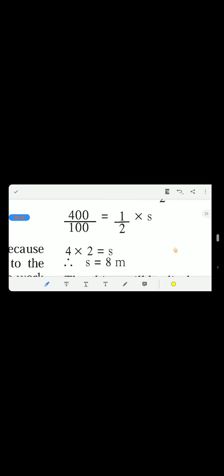Next, by cancelling these values, we are left with 4, and this division by 2, when it comes to this side, becomes multiplication. So the value of S will be 4 into 2, that is 8. And what will be the unit of it? As the force is given in Newton and work is given in joule, the unit for this displacement will be meter. So finally we got the answer: the object will be displaced through 8 meters.